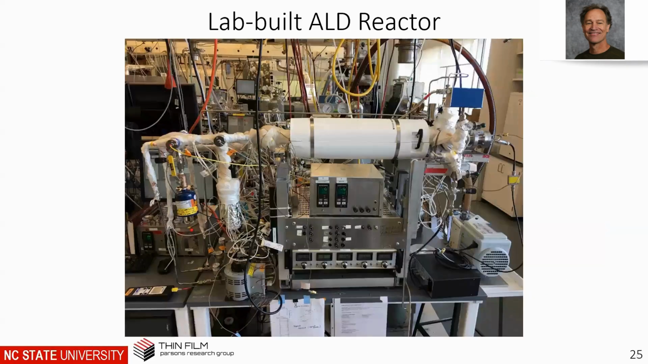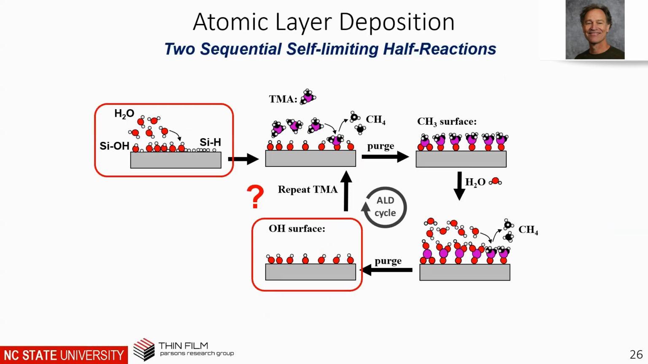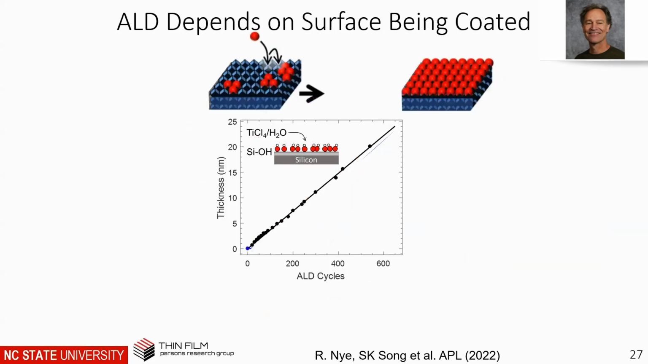Okay, so moving on, there's a picture of our reactor. If you want to make one, we can help you make one. So this shows, again, the sequential reactions. And what I'm going to show you is what happens when you do this process on 2 separate surfaces. The starting surfaces are different. How does that lead to a difference in the growth? So I'm going to start on a surface that has a lot of reactive sites on it.